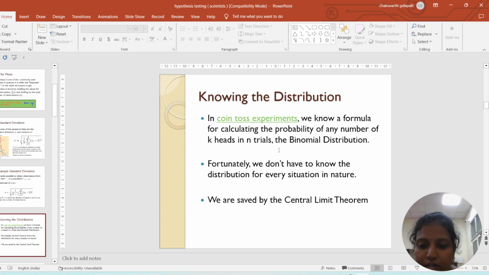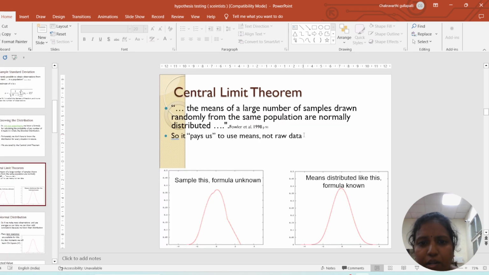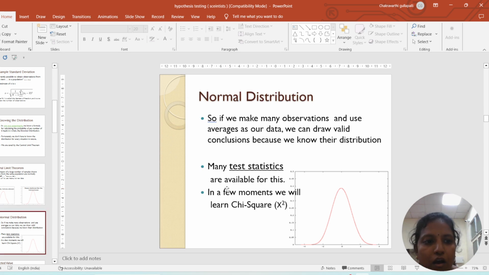We are saved by the central limit theorem. So what is the central limit theorem? The means of a large number of samples drawn randomly from the same population are normally distributed. So this is known as the central limit theorem. So we have to use the mean, not the raw data. Here we take the sample, and this formula is... and we take the normal distribution. Here we have many observations and use the averages of our data. We can draw valid conclusions because we know the distribution.